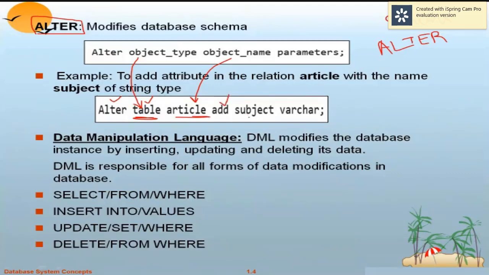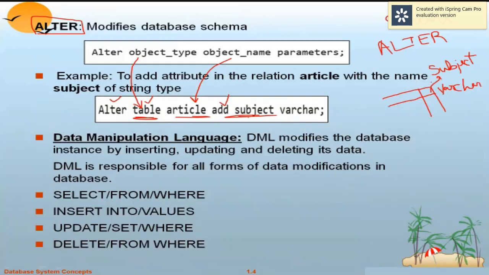Add subject. It means that you are trying to add one more attribute to the existing table, and that attribute's name should be subject. And here you are mentioning the data type of the subject. So what can be the subject data type? Subject is first of all a string. Should it be fixed or varying? Obviously it should be varying. In that case, the data type you select here is varchar.